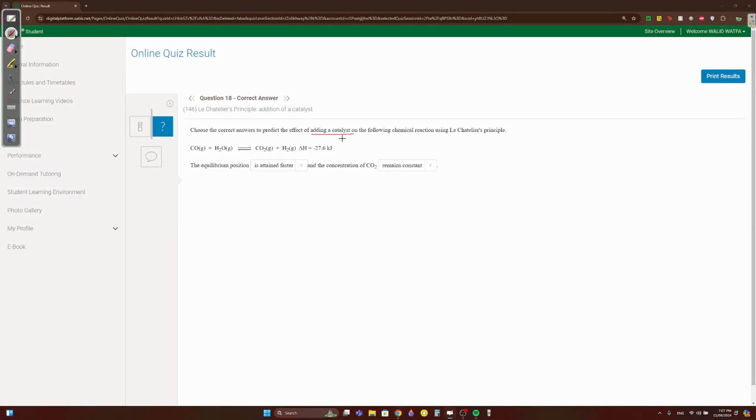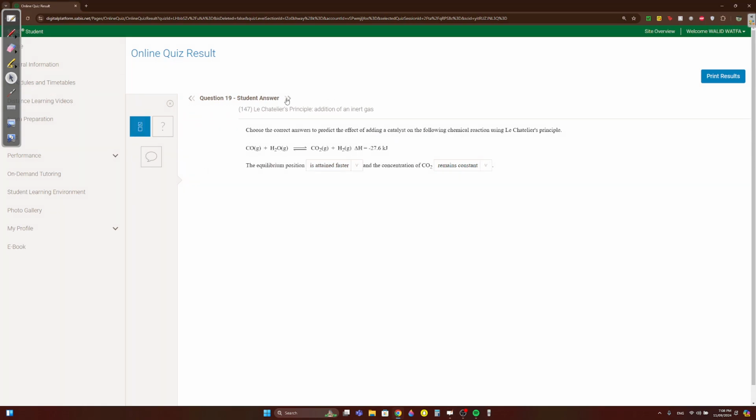What would happen if you add a catalyst on the following chemical reaction? If you add a catalyst to equilibrium, what happens? We know that equilibrium is attained faster. You reach equilibrium faster. And what would happen to the concentration? Would it change? No, we didn't say it affects equilibrium. It only makes it be reached quicker. So the concentrations will remain constant because it doesn't affect equilibrium. It doesn't make it change forward or backward.